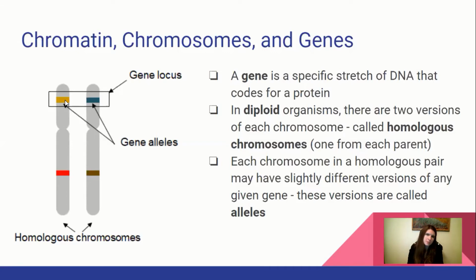One that comes from each parent. So like one comes from your mom, one comes from your dad. And they're called homologous chromosomes. So these two paired chromosomes have the same sort of stretches of DNA on them. So they have these same genes that code for proteins.